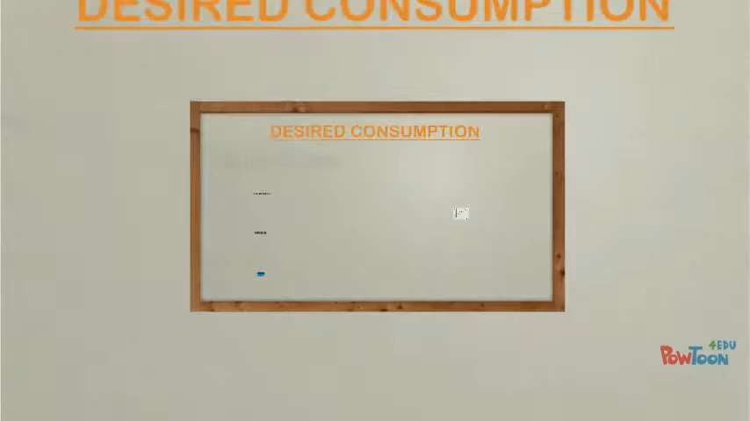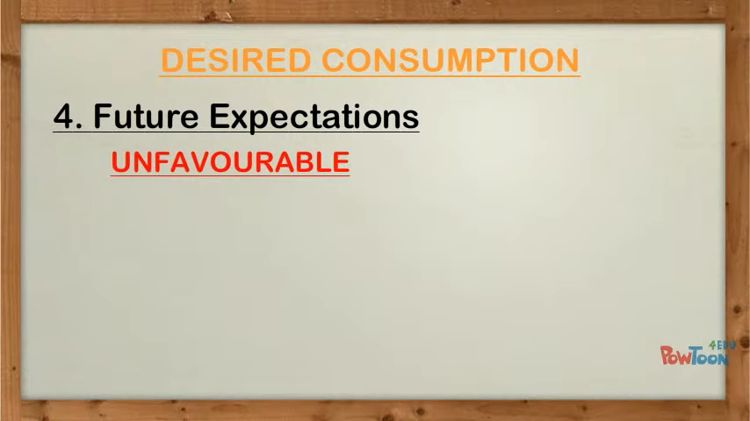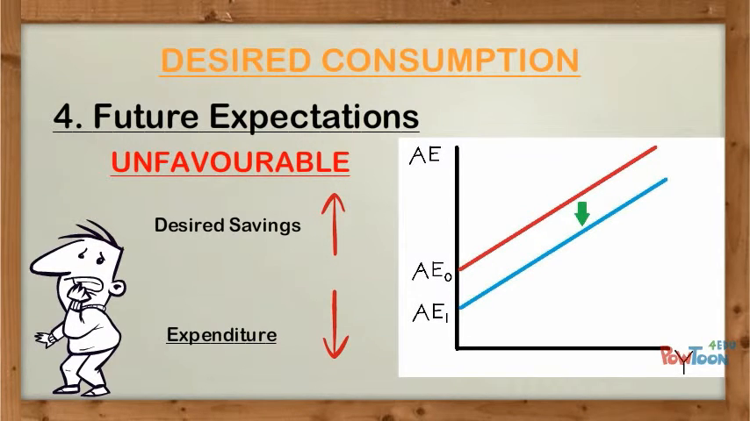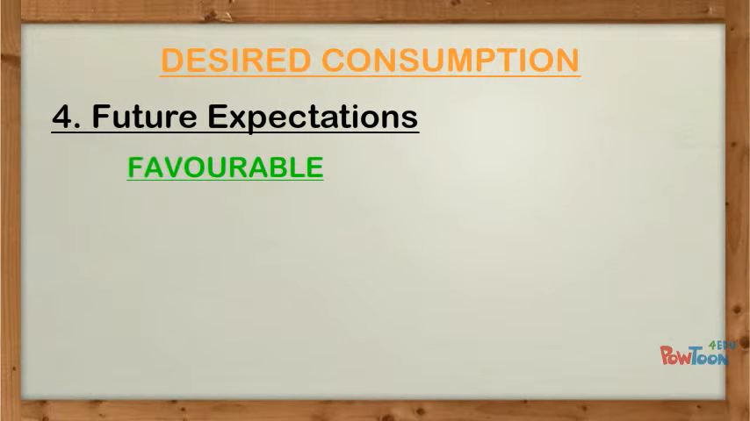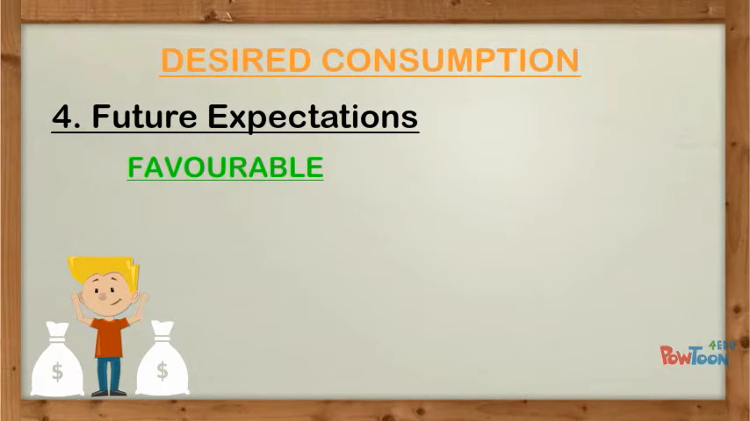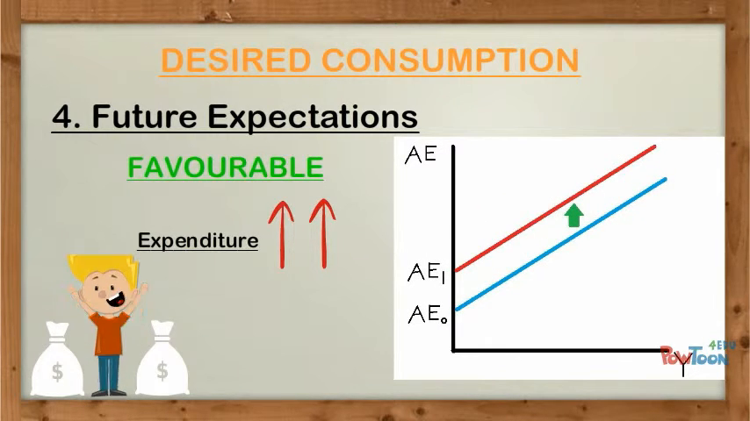consumption. Future expectations. Unfavorable expectations about the future, such as fear of losing a job, will lead households to increase their current desired savings in anticipation of rough economic times to come, and therefore implies a downward shift in the consumption function. Alternatively, favorable expectations about the future, such as a sudden increase in wealth, will generally lead households to increase their desired consumption, and therefore implies an upward shift in the consumption function.